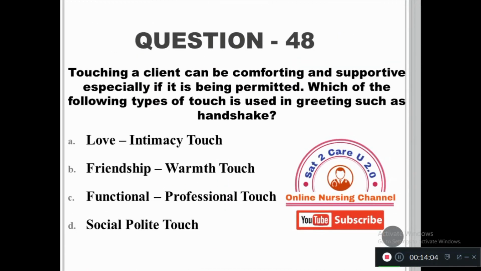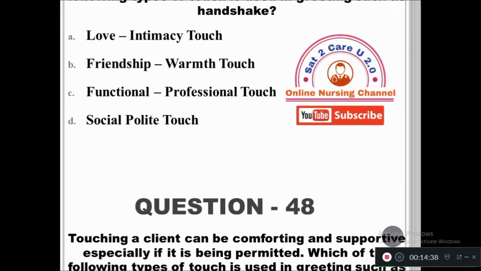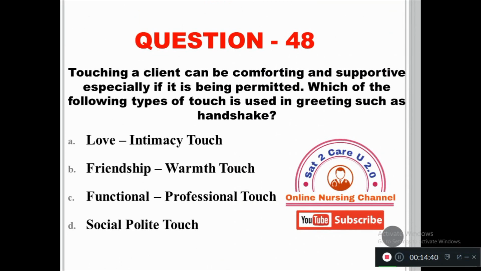Question number 48. Touching a client can be comforting and supportive, especially if it is permitted. Which of the following types of touch is used in greeting such as a handshake? Option A, love intimacy touch. Option B, friendship warm touch. Option C, functional professional touch. Option D, social polite touch. Let's see the right answer. Option D, social polite touch.